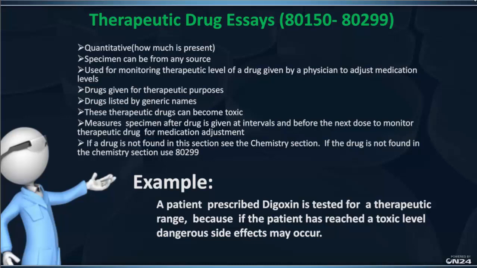I have an example of a patient being given digoxin and being tested for a therapeutic range to make sure that the toxic level is not reached, so no side effects occur. So they're testing the patient for more than one reason. They could be testing the patient to adjust the dosage of the medication to make sure the patient is getting enough medicine for it to work properly, or they could be monitoring the patient to make sure the patient is not getting too much and it can become toxic to that patient. So that's what they're doing during these drug assays.